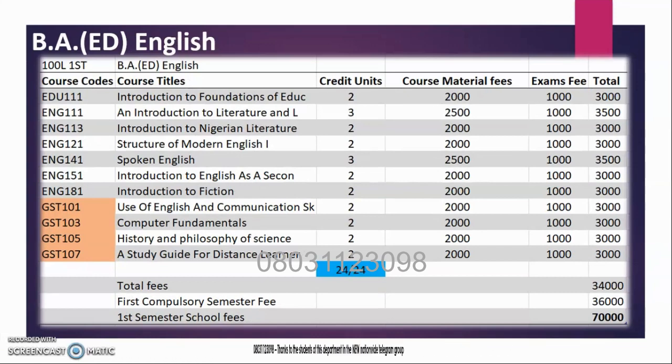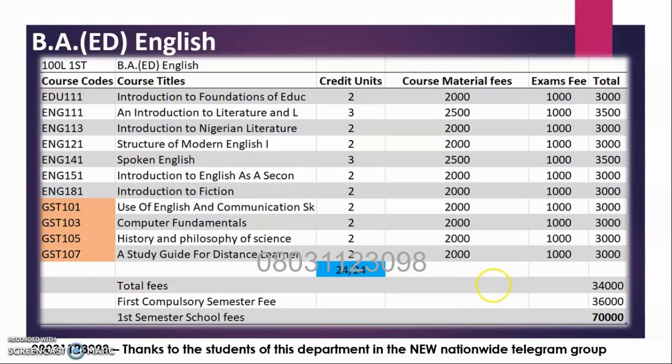So we have BA English in Education, and these are the courses you have to register. You have all of them as important courses, so that's why you have 24 here. You are expected to register and pass them. You can see 3 credit units cost 2,500 for the registration. 2 credits is 2,000. Sum them up, sorry, we're having 3,000, which includes 1,000 for exam registration.